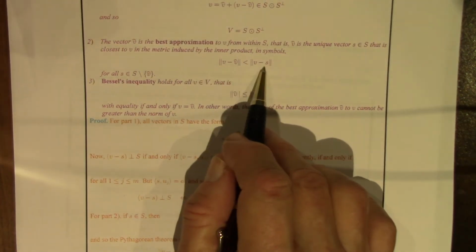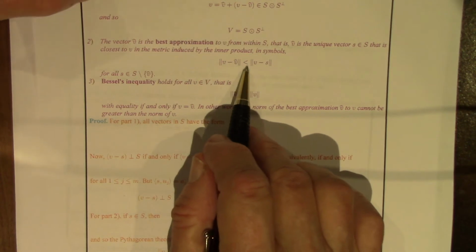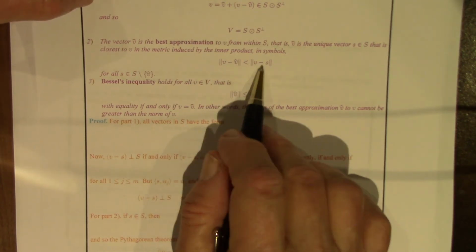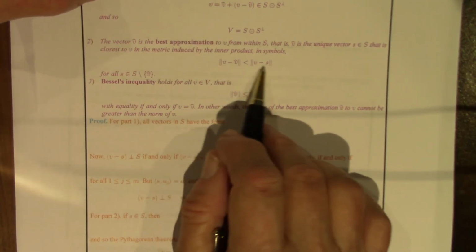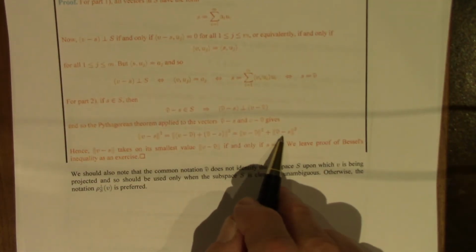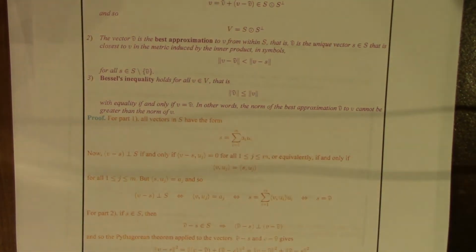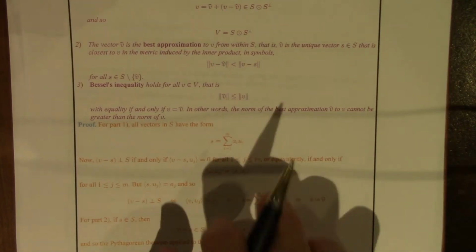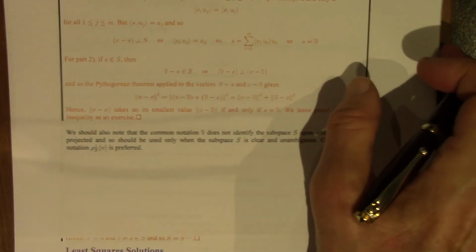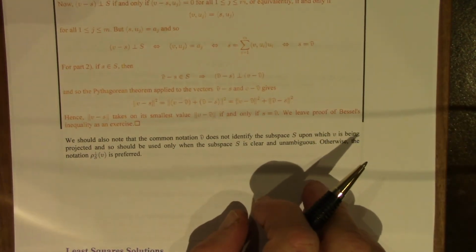And that is this expression here. When s equals v hat, these are equal. When s is not v hat, this is a strict inequality because of this extra term. And I'm going to leave the proof of Bohl's inequality as an exercise for good practice. So this is a very important theorem, not only in theory but in practice, as we will see.